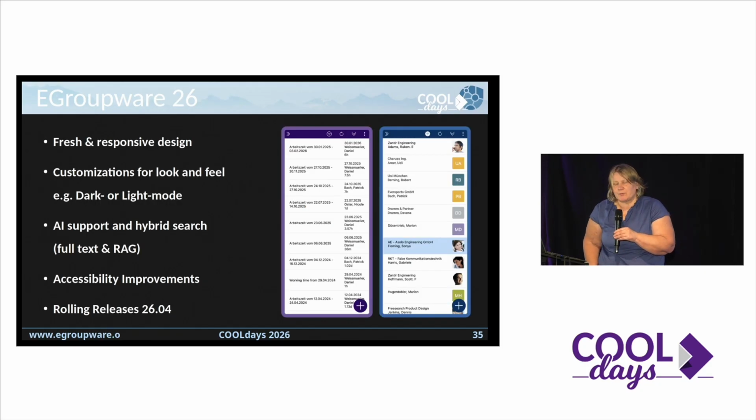So EGroupware 26 has a new, fresh, and responsive design based on web components. You can customize it a lot, dark mode, light mode. We have AI support. You can search either via RAG or full text or both. We have some accessibility improvements, not as much as Collabora. And we now do kind of rolling releases, meaning just a year and a month for new releases coming up.